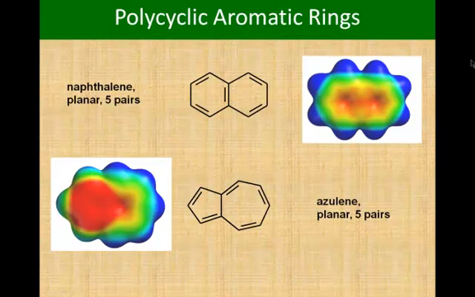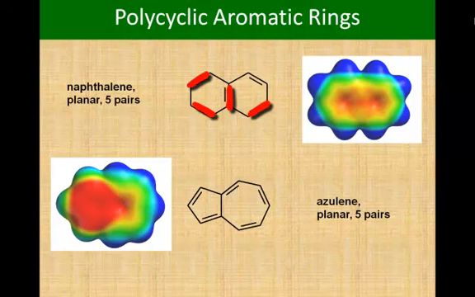Unsaturated polycyclic rings can also be aromatic. If we consider naphthalene, the first molecule shown here, we can see that we have 1, 2, 3, 4, 5 pairs of pi electrons. So we have an odd number, so that fits our criteria. Each carbon in naphthalene is sp2 hybridized. The molecule is planar, so naphthalene is aromatic.